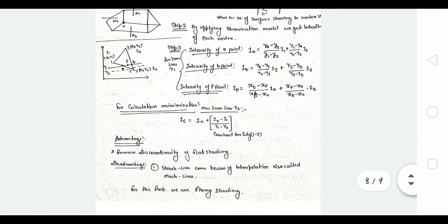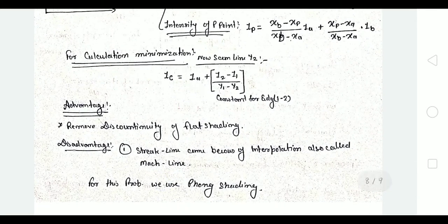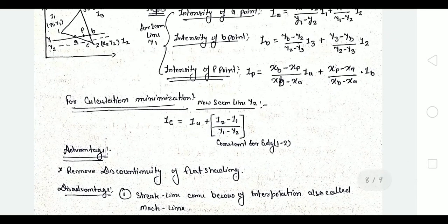Gouraud shading. Now you have to understand how we can minimize the calculation. If you have another scan line y2, it will intercept point C on the 1-2 edge. How do you calculate IC? IC is equal to IA plus (I2 minus I1) divided by (Y1 minus Y2). In this formula, (I2 minus I1) divided by (Y1 minus Y2) is a constant. Once you calculate this constant value, you can find any next point by adding this constant to the previous value. So the calculation is much easier.